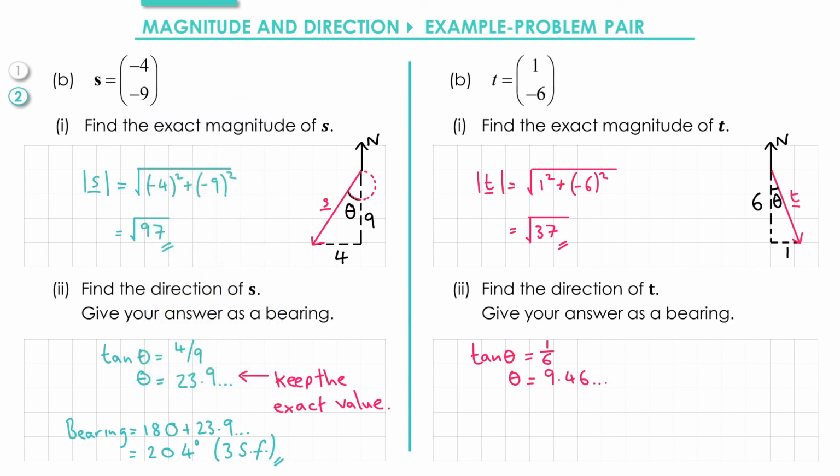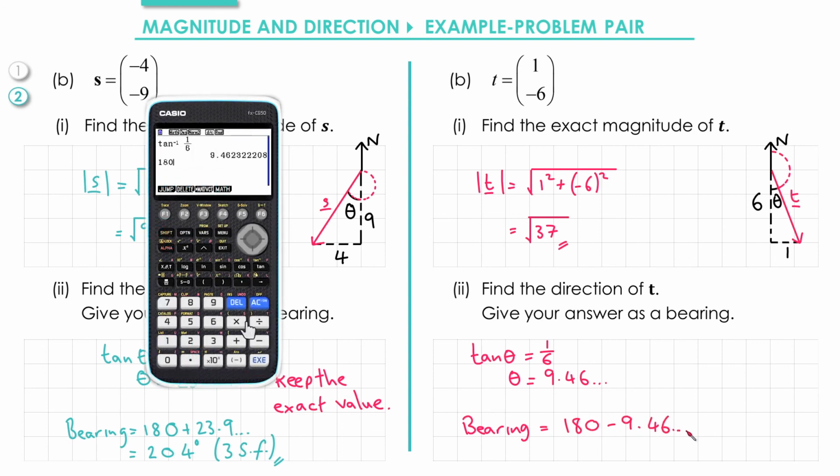Let's add our bearing back in. So to get this red dotted angle here, we could start with 180, which would be the half turn, and then subtract the bit that we don't want, which is our angle theta. So the calculation we're going to do is 180 minus 9.46. If we put that into our calculator, we get 171 degrees to 3 significant figures.